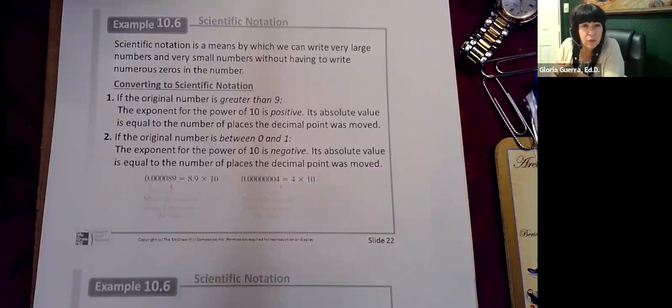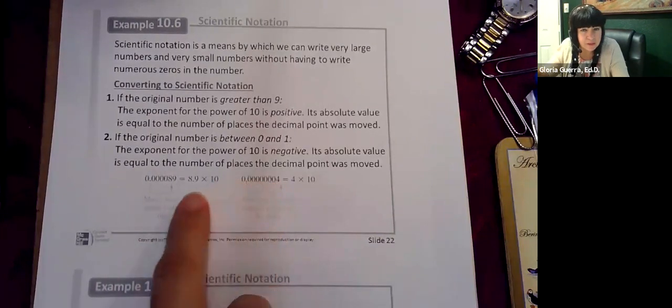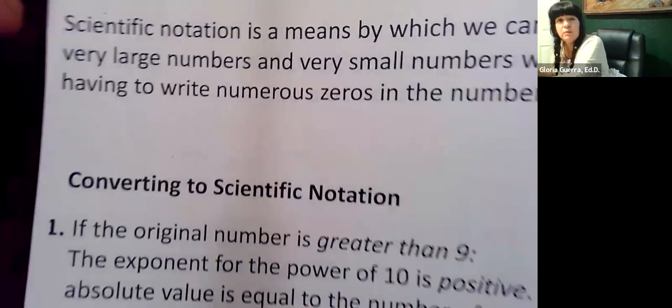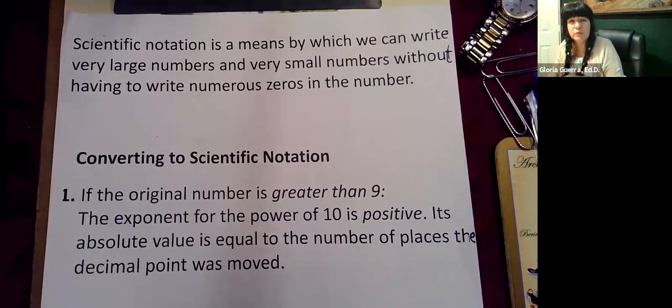Okay, so I have the same information on this page. I actually had it enlarged only because this was really light and small. So it's the same information except it's just larger font. So I went ahead and did that for this page. It says that scientific notation is a means by which we can write very large numbers and very small numbers without having to write numerous zeros in the number.